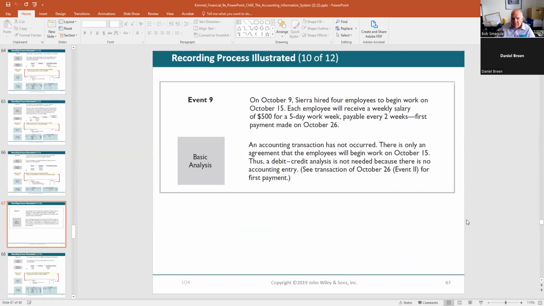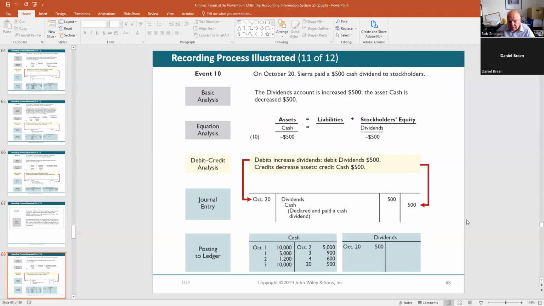On October 9th, Sierra hired 4 people to begin work. Each employee is going to make $500 a week. Well, there's nothing here for accounting to do. Maybe human resources is busy, huh? Maybe the maintenance department is getting an office set up, but not accounting.